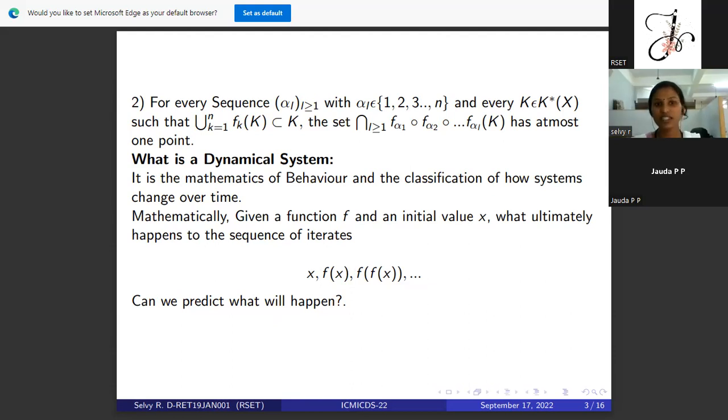Next definition is, what is a dynamical system? It is the mathematics of behavior and the classification of how systems change over time. Mathematically, given a function f and an initial value x, what ultimately happens to the sequence of iterates x, f of x, f square of x, etc.? That is, can we predict what will happen at the last?